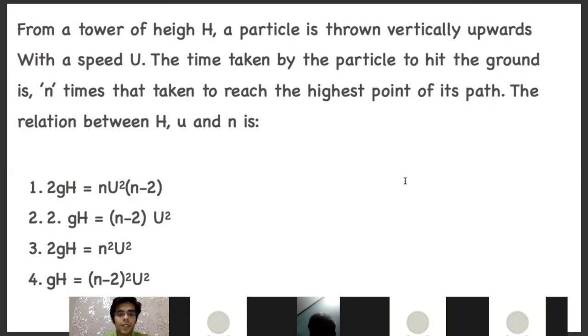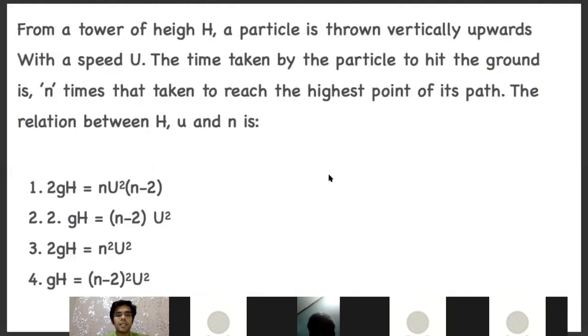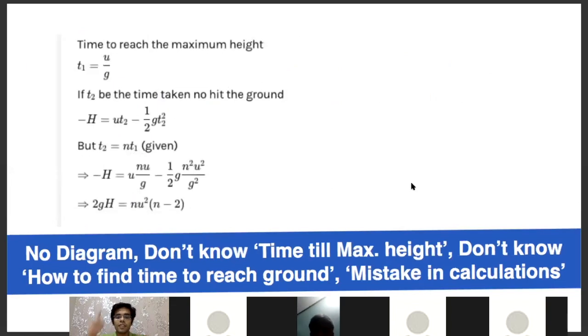Let me tell you. So basically the answer is option 1: 2gh is equal to nu square n minus t. The way to do it is that first you create a diagram. Most average and below average students don't create a diagram for this question. So first create a tower of height h and then show that the ball is first going up, it will go to the maximum height and then it will come down.